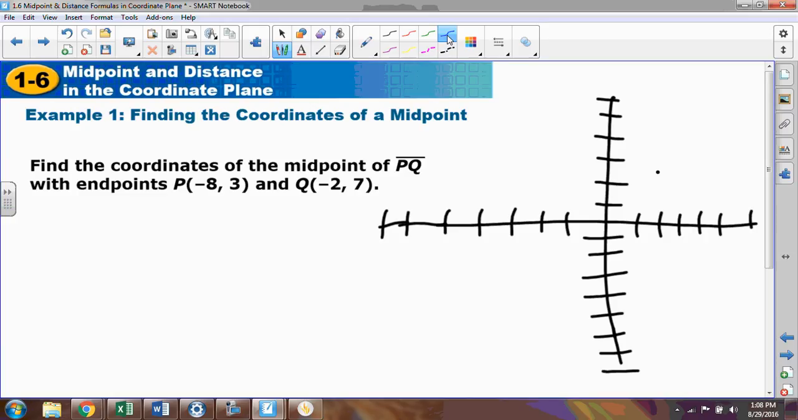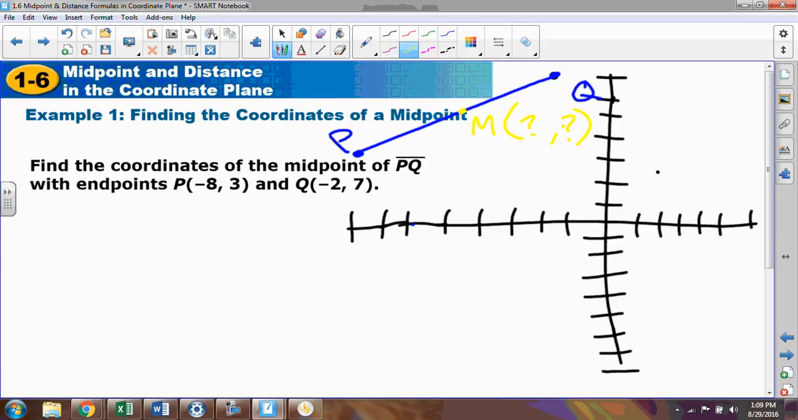All right, so let's start with our points. Point P is at -8, 3. 1, 2, 3, 4, 5, 6, 7, -8, and 3. So here is our point P. We also need to graph Q. 2 to the left, up 7. And we have our point Q. Those are the endpoints of a segment. What we're trying to determine for the midpoint, what are the coordinates?